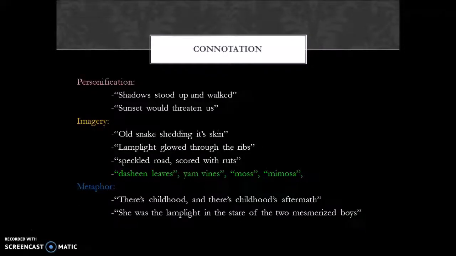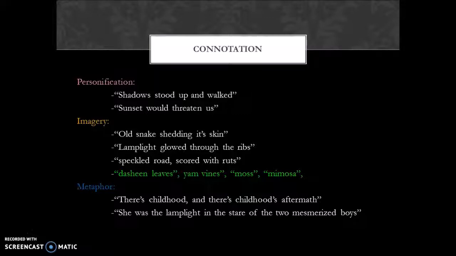Now, for connotation. I focused on 3 main devices. Personification: shadow stood up and walked, sunset would threaten us. Now, this is not necessarily describing a hostile environment, but it instead makes it sound like it's from the point of view of a child, or something children would say. Imagery: the old snake shedding its skin, which is also a simile.